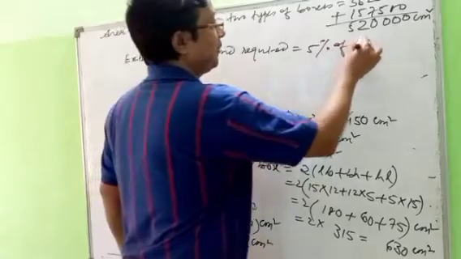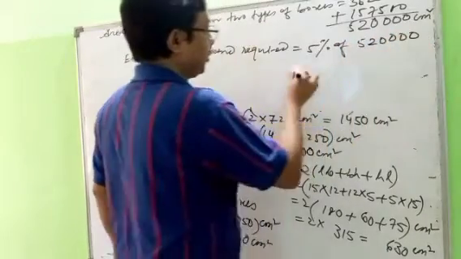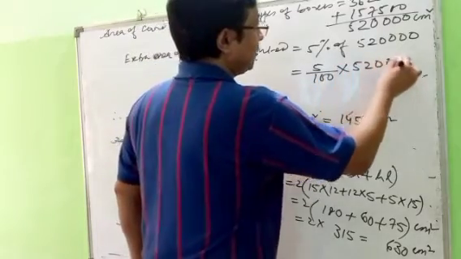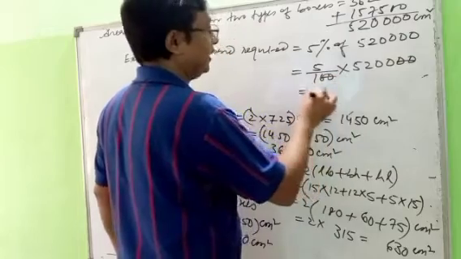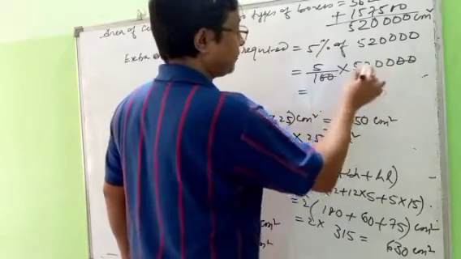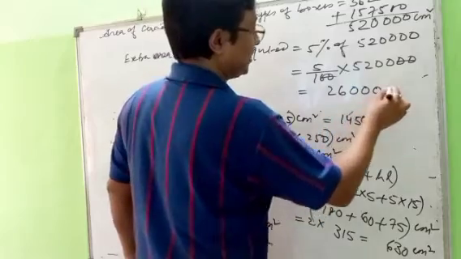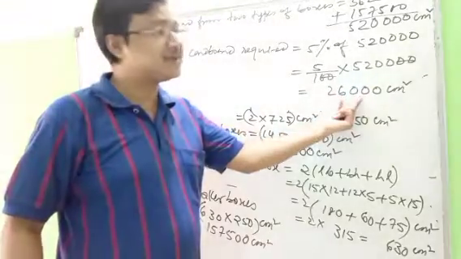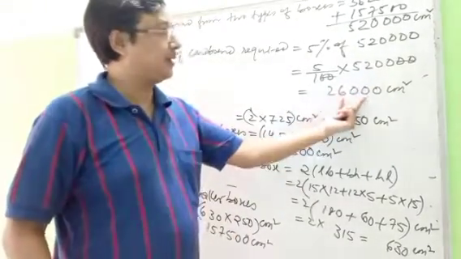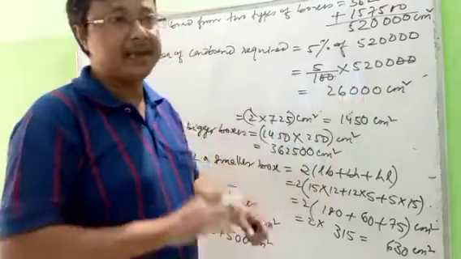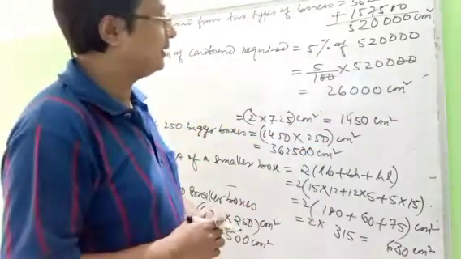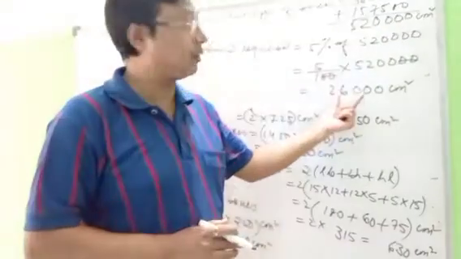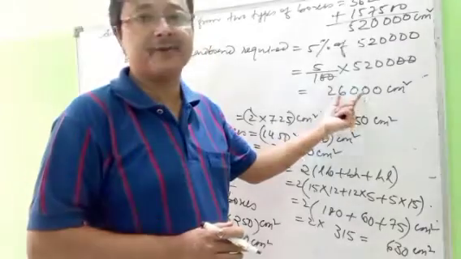So 5% of 520,000 equals 5 by 100 into 520,000. The 2 zeros will cancel, so 5 2s are 10, and it will be 26,000 centimeter square. This much is the extra area of cardboard, needed just for packing. Now, what is the actual area of cardboard that will be needed? This total with this extra, because this will also be needed.